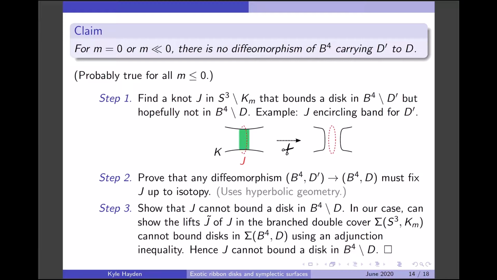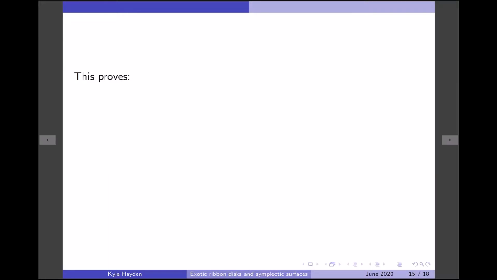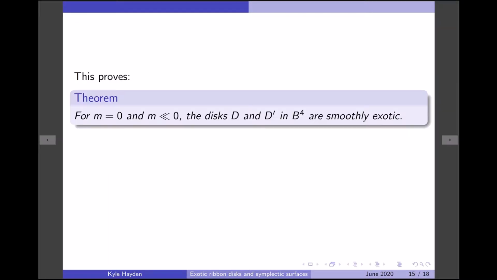Okay, great. And so summarizing the past few claims, we have that for m equals 0 and for large negative m, the disks D and D prime in the 4-ball are smoothly exotic, which was the genus 0 case of what we wanted to show in the first theorem.